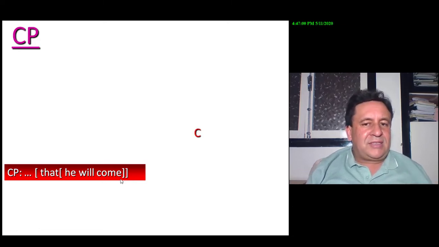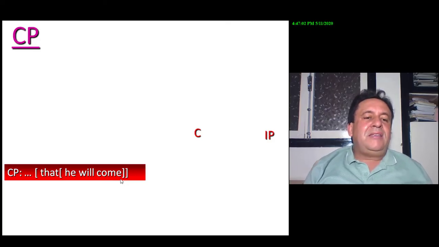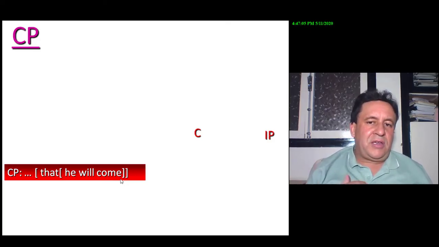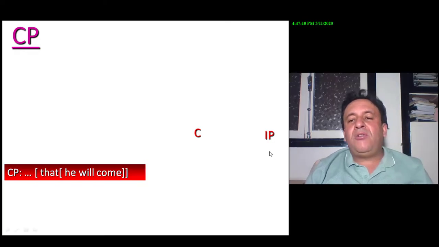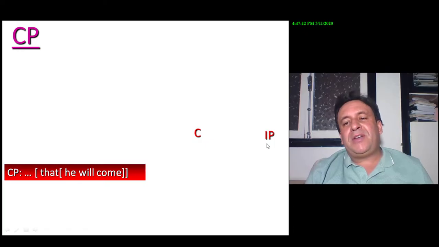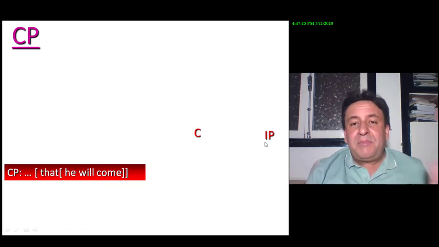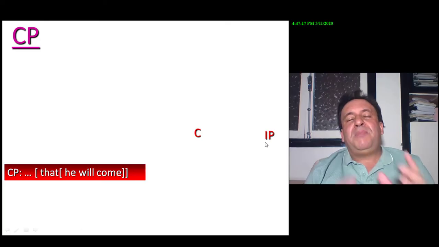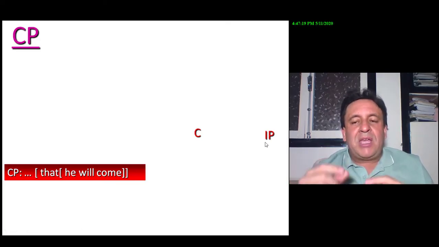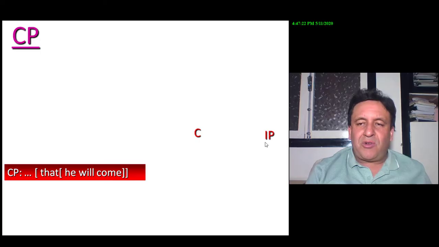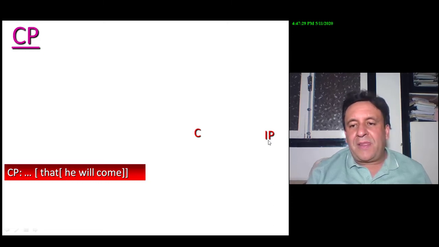Again, the head is C, which is "that", and the complement of the head, the complementizer, is what we will call an IP, or inflection phrase. By I, or inflection, we simply mean the auxiliary. Beginning from now, and I will come back to this again, we will call the auxiliary inflection, and we will represent it using either I or Infl. So the complement of C, of the complementizer, is IP, yeah?